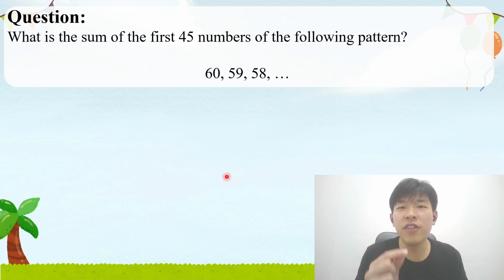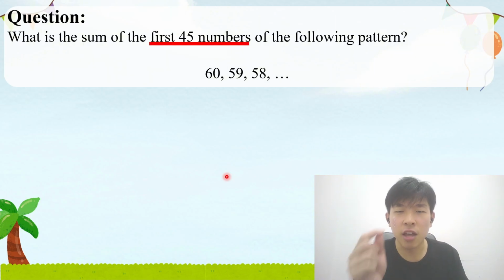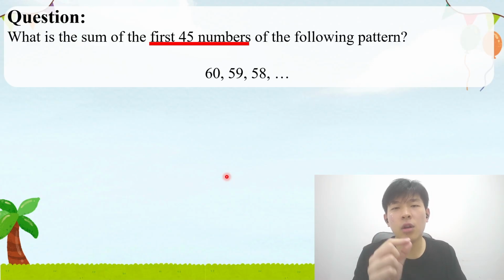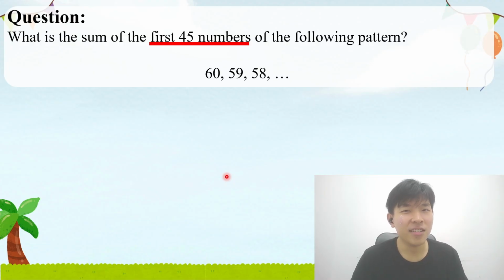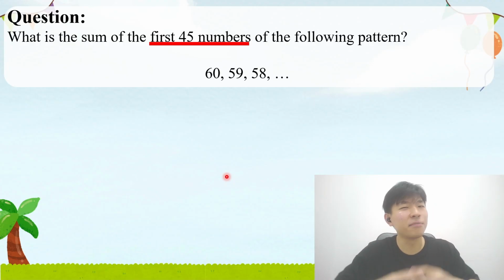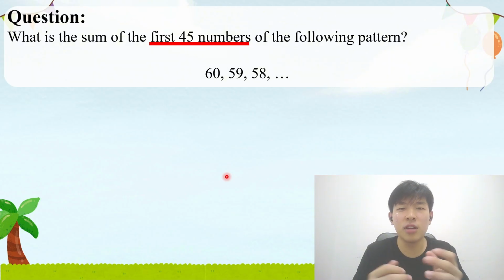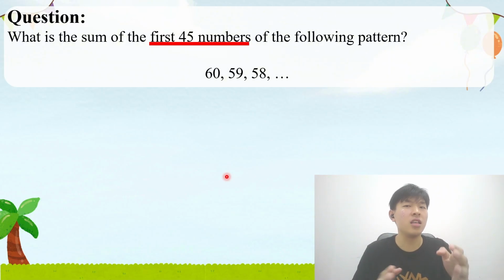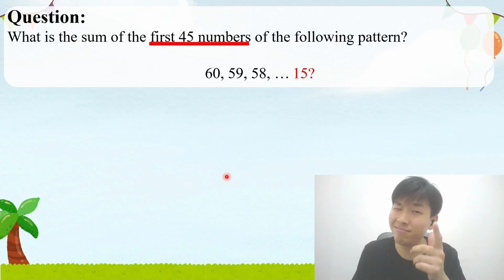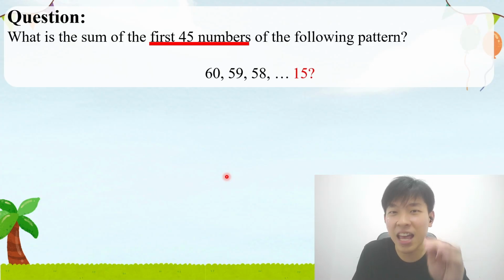What is the sum of the first 45 numbers of the following pattern? First 45 numbers. 60, 59, 58, and so on. Now, first thing is that this pattern, we know it must end at a number because there's only 45 numbers. So, what is this number? Can anyone tell me? I'm sure some of you will say, okay, since I started at 60 and there's only 45 numbers, all I need to do is just take 60 minus 45 and I will get 50. Is it correct? Let's put a question mark first and leave it there, okay?